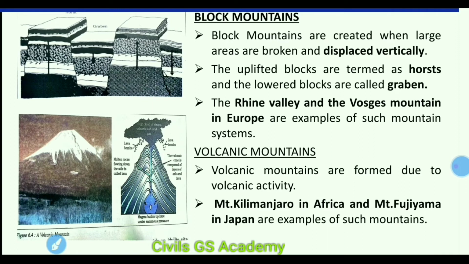Volcanic mountains are formed due to volcanic activity. Mount Kilimanjaro in Africa and Mount Fujiyama in Japan are examples of such mountains. So these two mountains are examples of volcanic mountains: Mount Kilimanjaro in Africa and Mount Fujiyama in Japan.